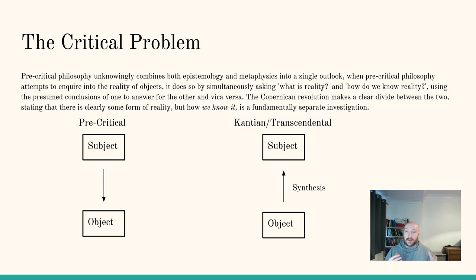So pre-critical philosophy unknowingly combines epistemology and metaphysics into this sort of singular outlook. Pre-critical philosophy attempts to inquire into the reality of objects, but it does so by simultaneously asking what is reality and how do we know reality, using the presumed conclusions of one to answer the other. So you say, well, what is reality? It's this experience. That must be how we know it. Or how do we know reality? Therefore, that is reality.